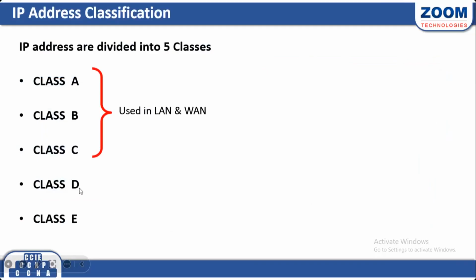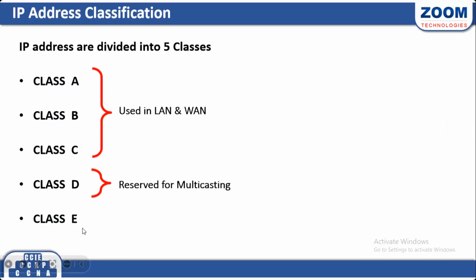Because class D IP address is already reserved for multicasting. And multicasting means sending the data from a single source to multiple receivers at a time. It means one-to-many communication. This is called multicasting. So class D is already reserved.